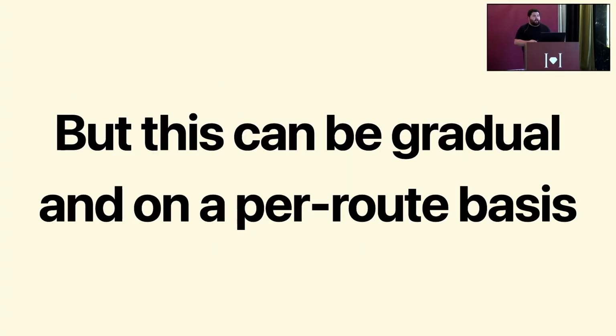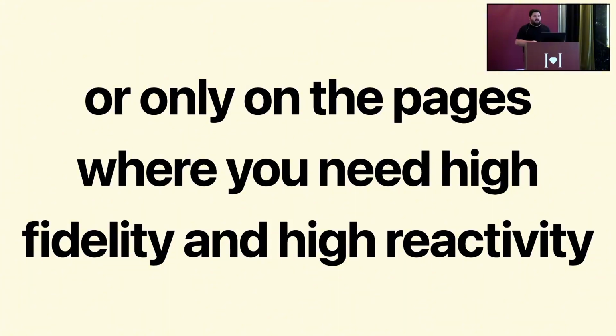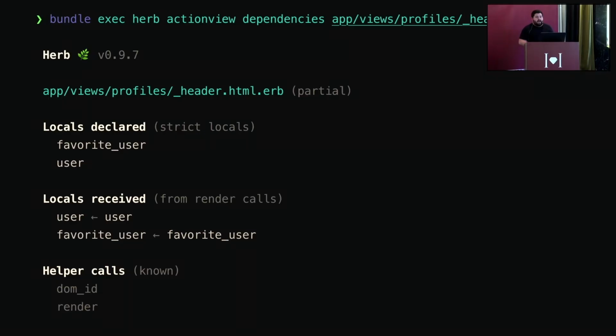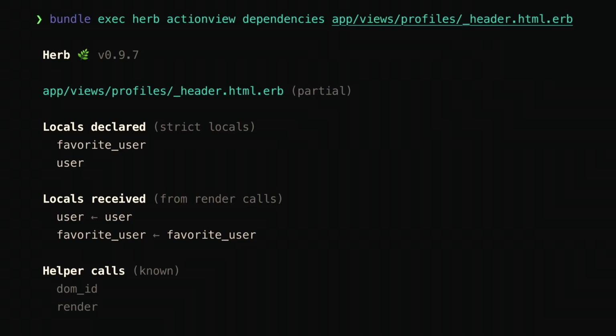So we can say it can be gradual. We can also only do it on pages where we need high interactivity, high fidelity, and where we need this reactivity. So you don't need to patch all views at once, but you can slowly, gradually do this. But also we can give you warnings for these unresolved references. So when you ask Herb today, now with this new herb action_view command, it will tell you here are the locals being used, here are all the locals it receives from the render graph. It sees what's being passed as locals, and it can also resolve all the helper calls.